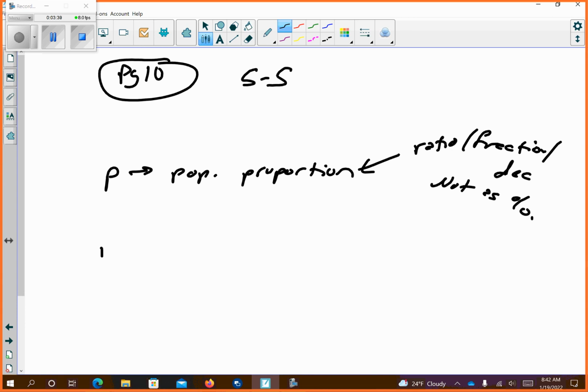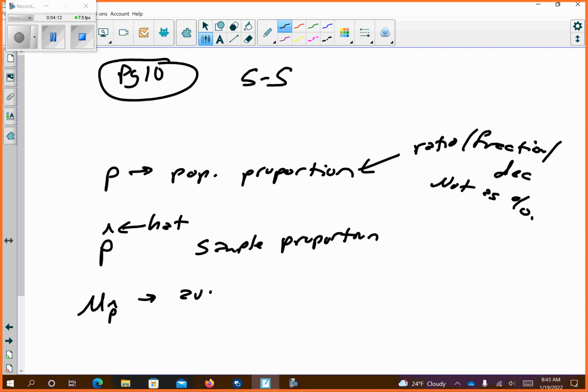But then we're going to call something this. We're going to call this p hat, and they refer to this as hat because it looks like it's wearing a little hat, I guess. This is the sample proportion. So there's a difference between the sample and the population. Population is everything. Sample is who we select from some sort of random number generator. And then you have mu of p hat. So this is the average proportion of all random samples.